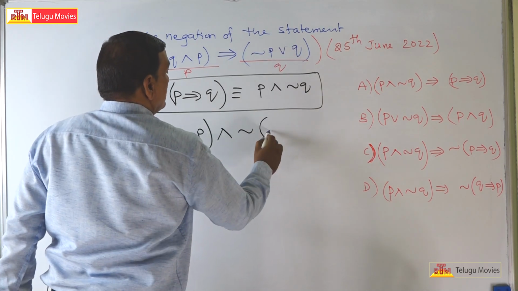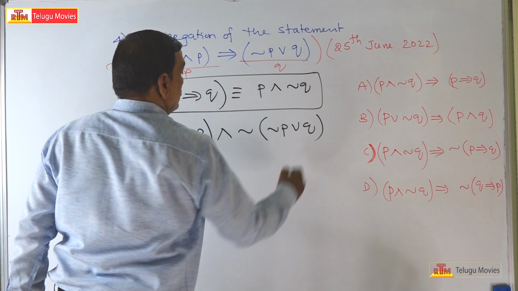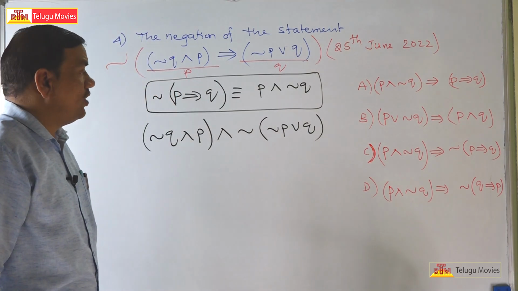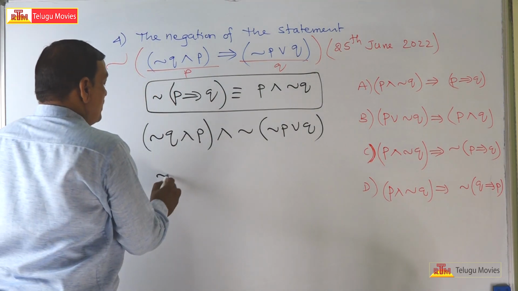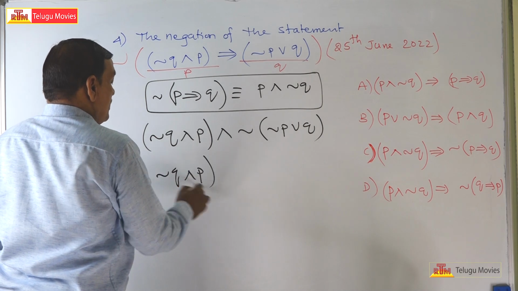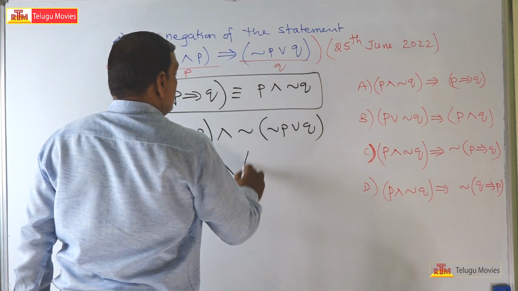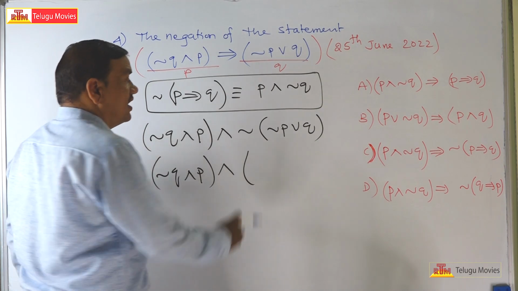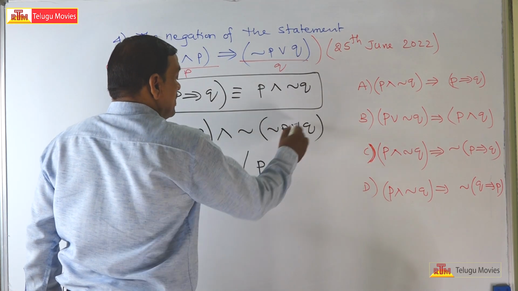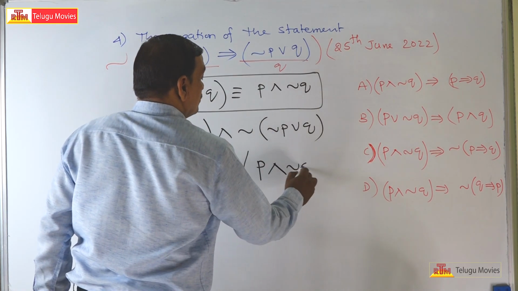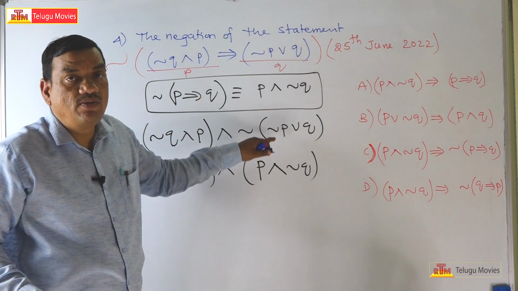Negation of the second statement. Negation P or Q, negation of the second statement. Okay, now, this statement is negation Q and P, and what is the negation of the second statement? Negation of negation P is P and negation Q. Here I applied De Morgan's laws.